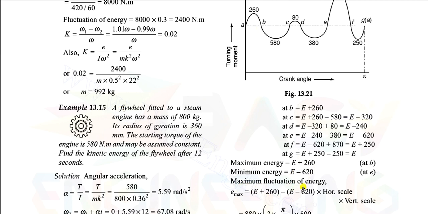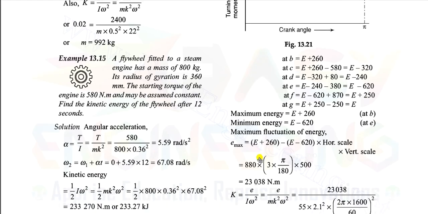But please keep in mind, it is not energy, you are calculating in terms of area now. So E plus 260 minus E minus 620. The unit of this is not Newton into meter, we have to convert that into Newton into meter. Whatever you are getting here, E minus E will get cancelled out, and finally we will get 880, but the unit of this is mm square.